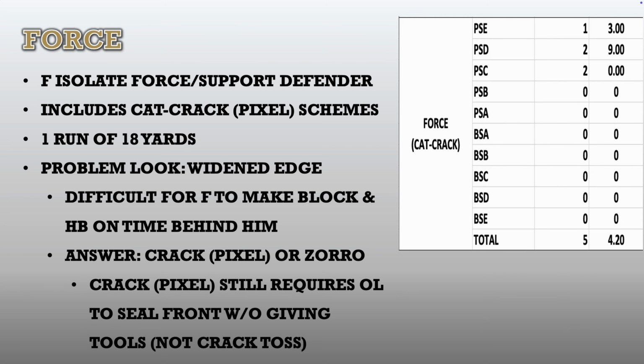Now, one of the issues that they had with Pixel is that it still requires the offensive line to seal the front, but doesn't give them the tools to do so. Pixel still really has a lot of offensive linemen working more play side than backside, and it's hard to reach play side defenders. That's what I love about Zorro, is a lot of times you're working more to the backside. You're just trying to basically beat them before they scrape over. But with Force and even the Pixel variations, you're oftentimes asking offensive linemen to reach defenders that are already on the play side, as opposed to Zorro, where you're asking them to block defenders that are backside and you're just preventing them from making it to the play side.